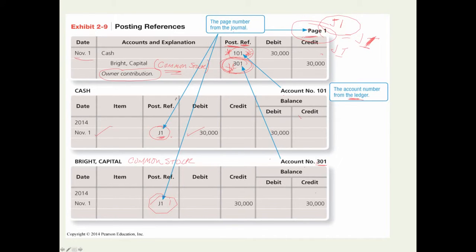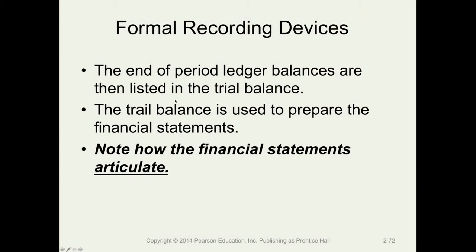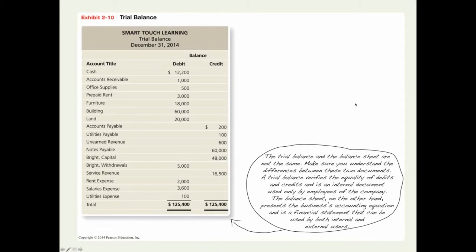So formal accounts have 4 columns. We will typically use the T accounts. Now, at the end of the period, to summarize, we're going to prepare the trial balance. We list the accounts, and the trial balance was used to prepare the financial statements. And again, note how the statements articulate. So again, trial balance was given here, and in fact, it will list all of the accounts.